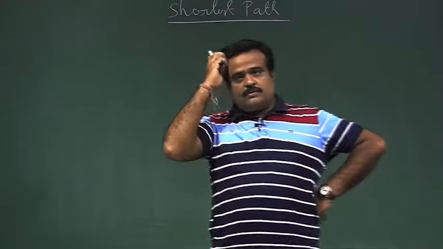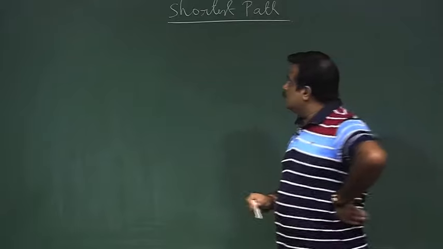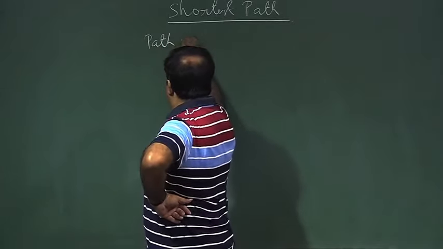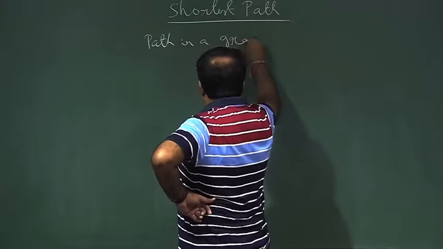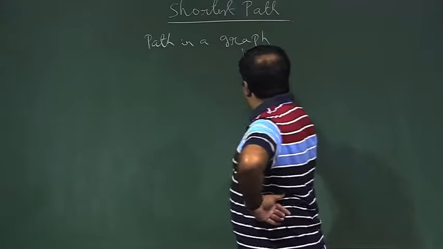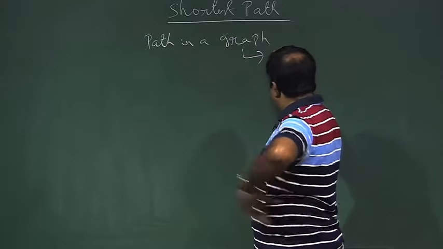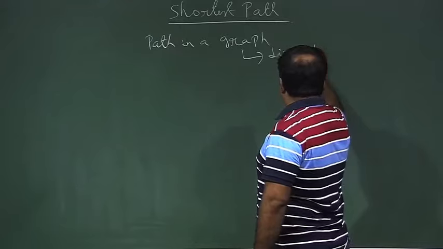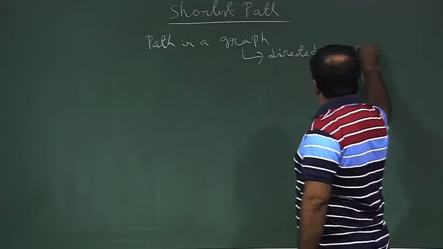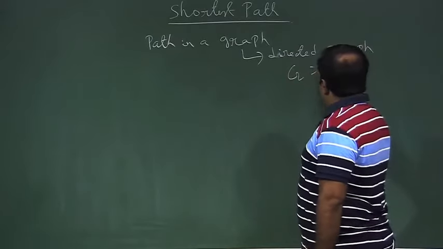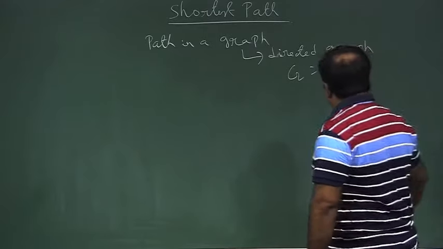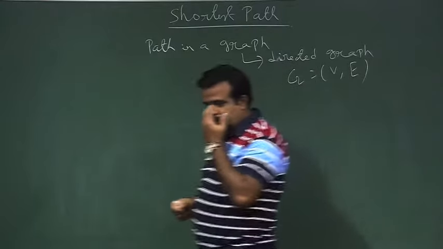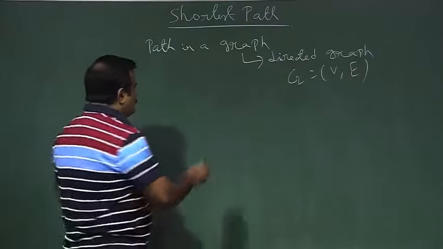Okay, so we talk about the shortest path problem in a graph. So basically, what is a path? In a graph, this is a directed graph, sorry, a directed graph or digraph. So we have a directed graph (V, E), where E is the set of edges having direction. So let us take an example of a graph.